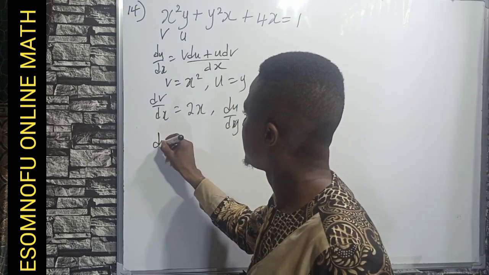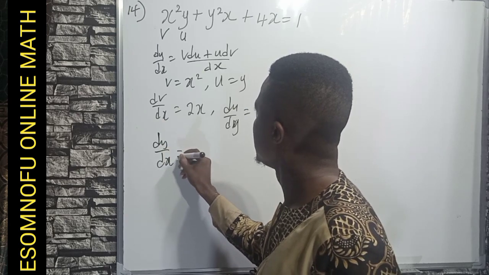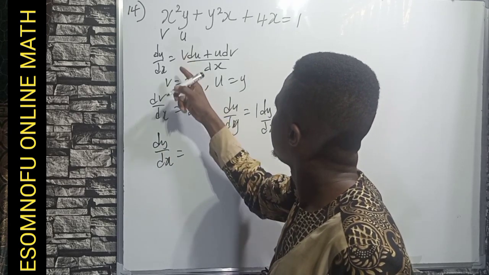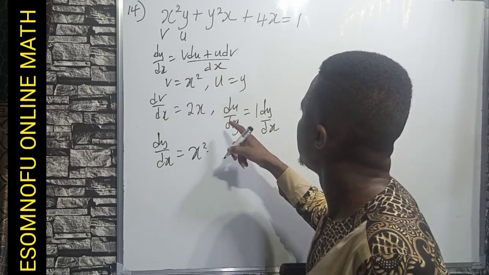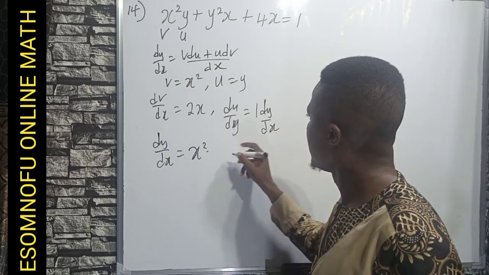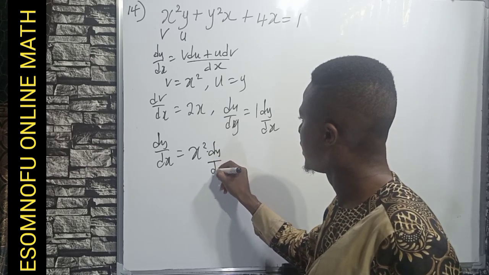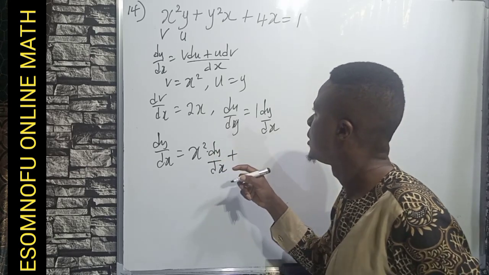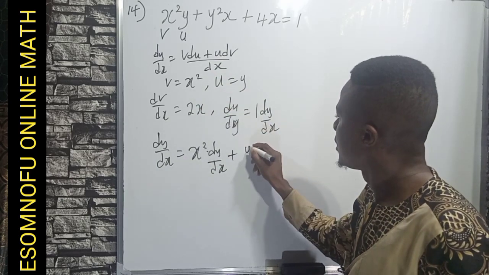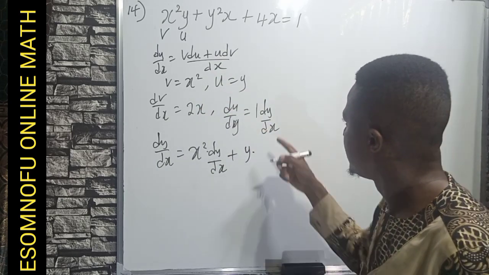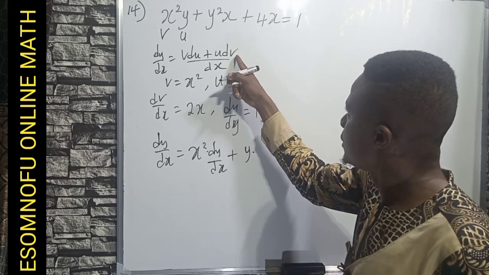I will now have that dy over dx will now be v. Our v is x squared multiplied by du. Du is dy dx, so you have dy dx plus the next thing there is u. Our u is y multiplied by dv dx.